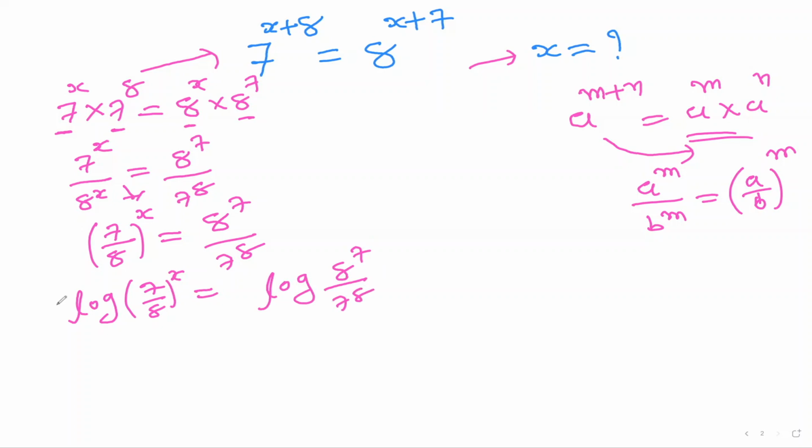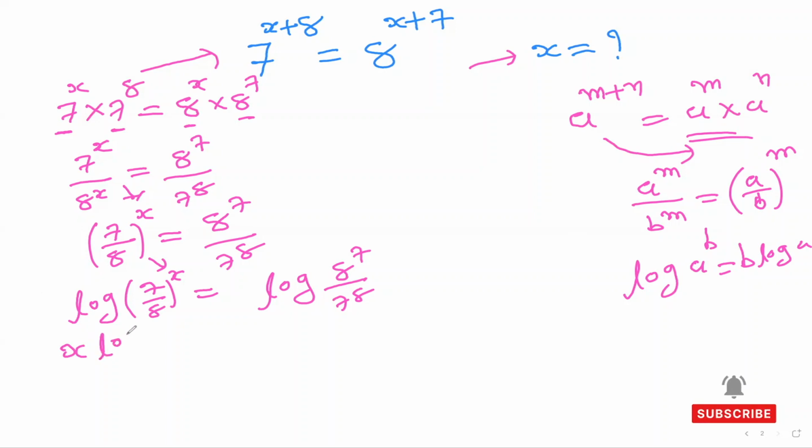Now on the left hand side, there is a rule in the log: log a power b, then the power goes in the front, which becomes b times log a. I can apply that right here because my power x can go in the front. So that is going to be x times log 7 upon 8 equal to log 8 power 7 over 7 power 8.